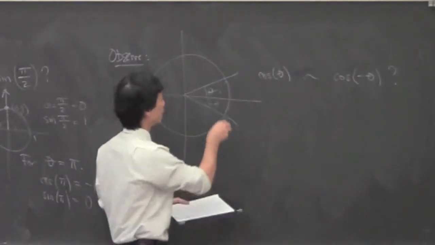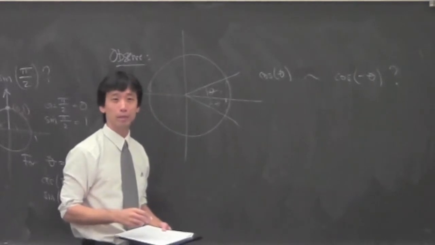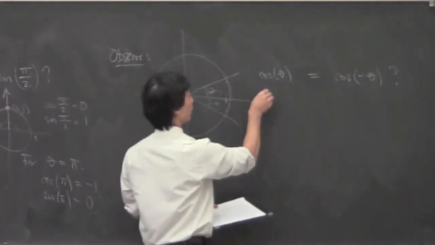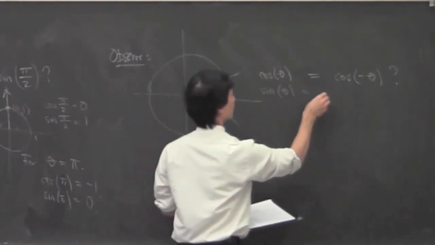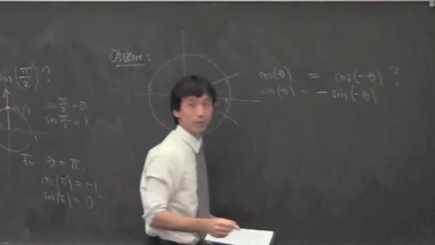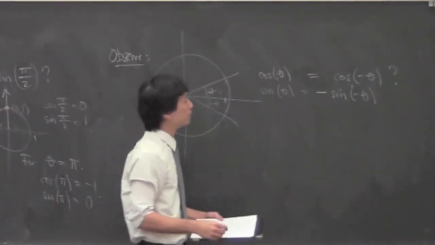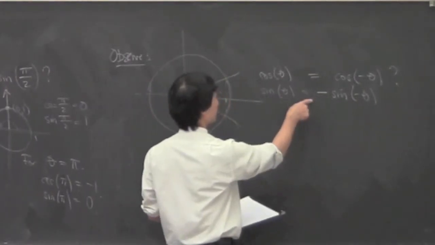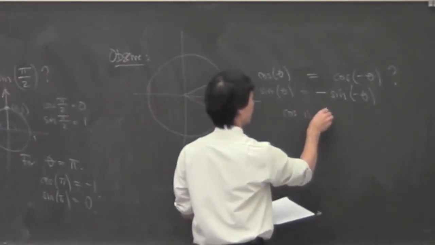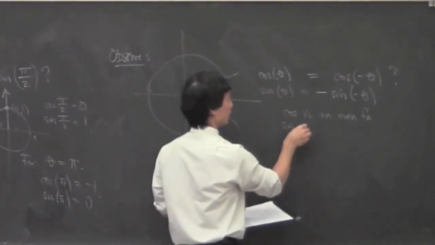Because they've got the same x-coordinate. Do you notice that the sines are negatives of each other? So if we're thinking of this thing as a function, what is that telling you? That tells you that the cosine is an even function, and that the sine is an odd function.